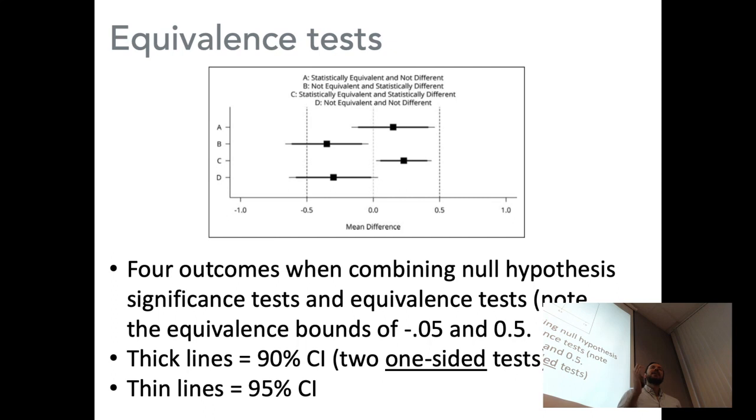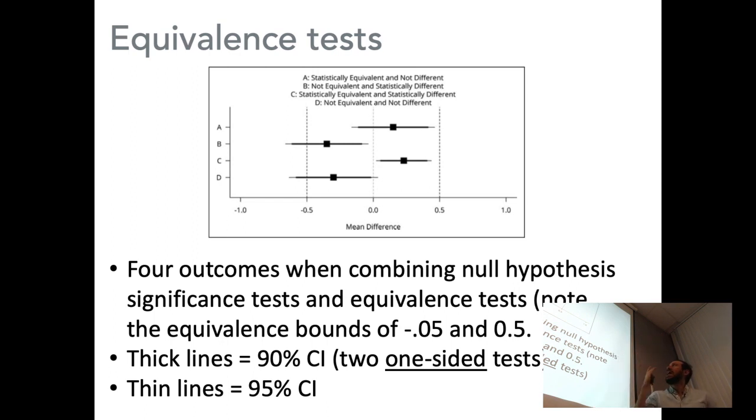When you're combining traditional p-value tests with equivalence tests, there are four potential outcomes that you can get. Outcome A: we have our mean difference of 0, which would mean that there's no effect. And for argument's sake, we've suggested that a mean difference of 0.05 is what we would consider to be a non-interesting effect. So with A, this would suggest that the effect is statistically equivalent and not different. It's not different because it crosses the 0, but it's also statistically equivalent because the interval doesn't cross those equivalence bounds.